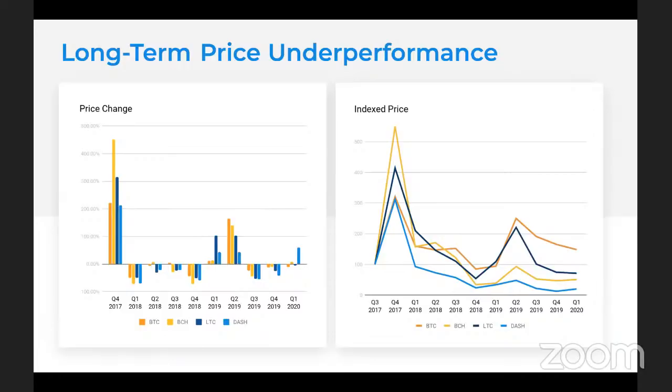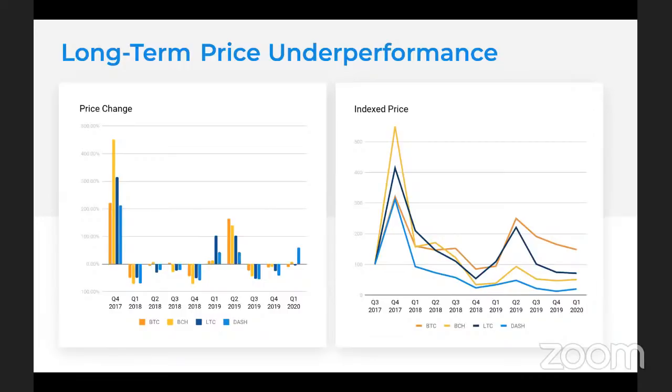We were rising up the market cap rankings. We had significant momentum behind the project in terms of price and market cap ranking. And starting in about mid-2017, Dash began to fall down the market cap rankings. And if we plot that period and look at that on a quarterly basis, here's what we find.